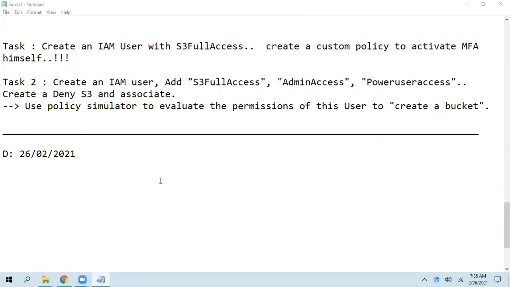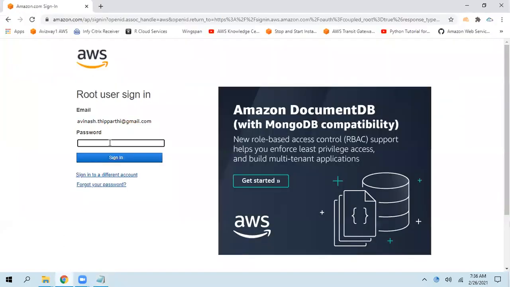While performing the first task, the first permission that we need to give is list user. Take an example: my colleague, I want to give him MFA permission. Is it required to give them list user permission every time? List user permission is not required. But list MFA device permission is required. Activate MFA, deactivate MFA, resync MFA. So these permissions are mandatory.